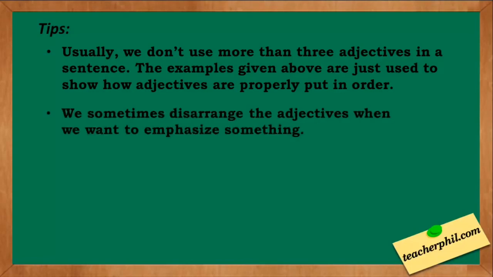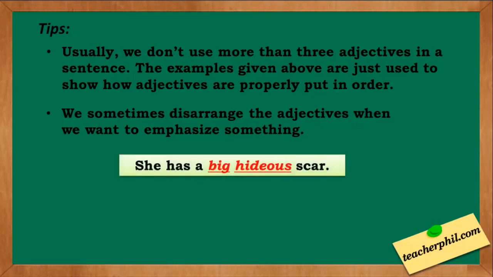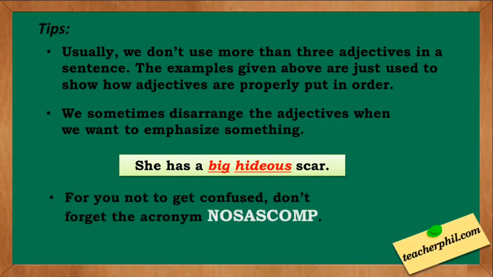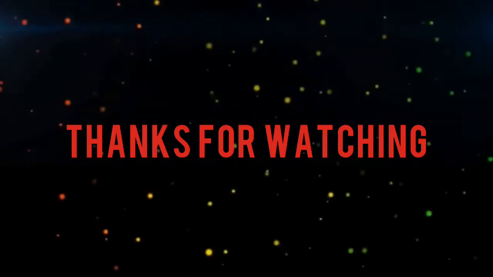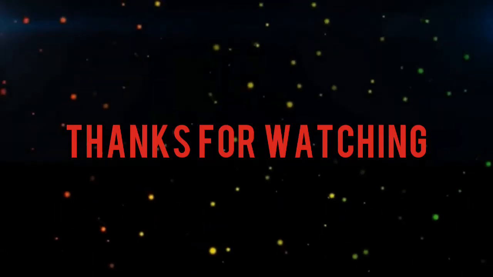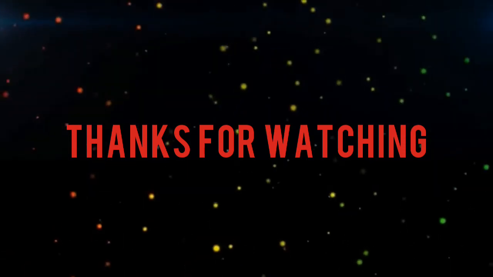Okay, so sometimes as well we can disarrange the adjectives when we want to emphasize something. For example, in the sentence, she has a big hideous car. Big here is size, while hideous is opinion adjective. But big came first before hideous because the speaker wants to emphasize the adjective big. So, my dear, for you not to forget, just remember that acronym, NOSASCOM.